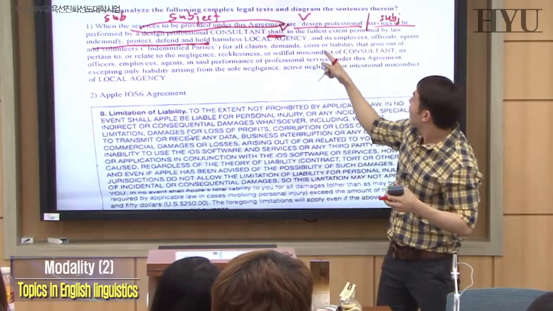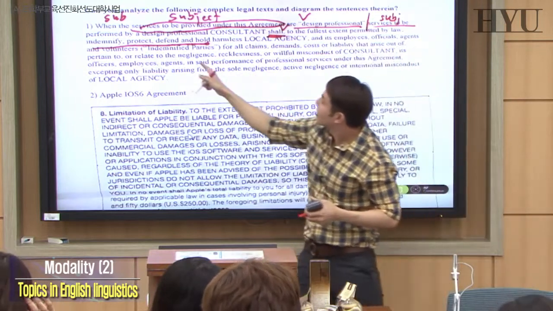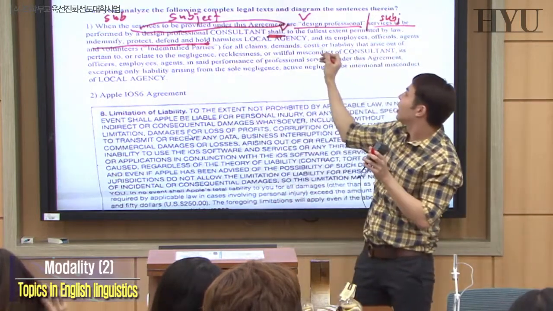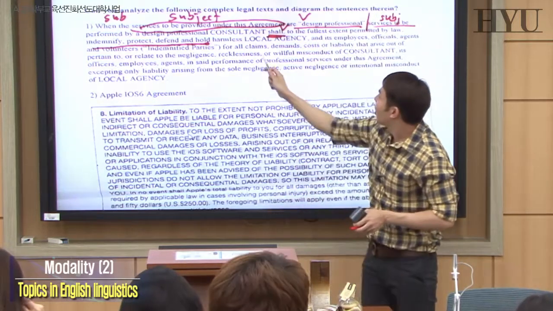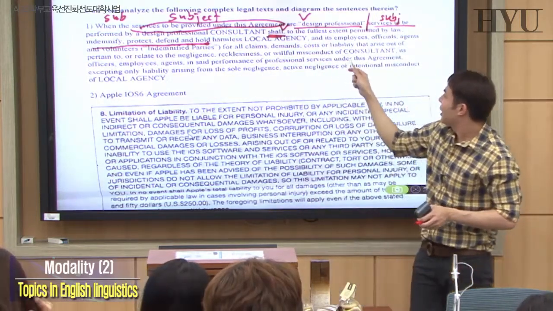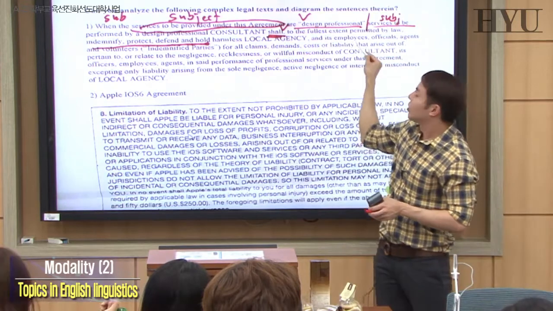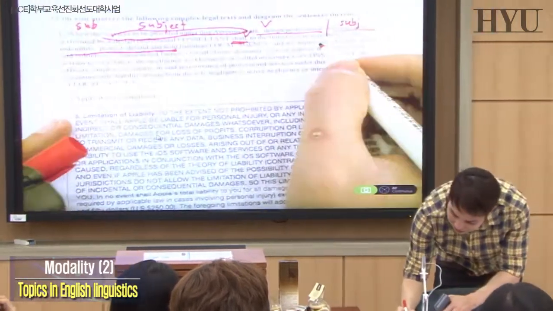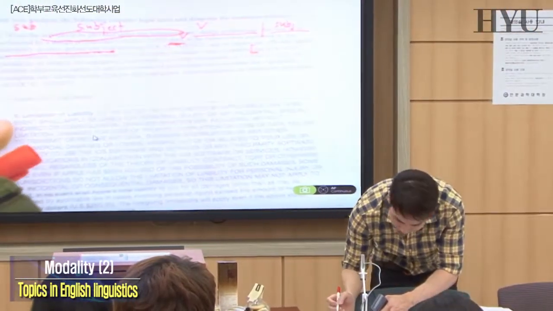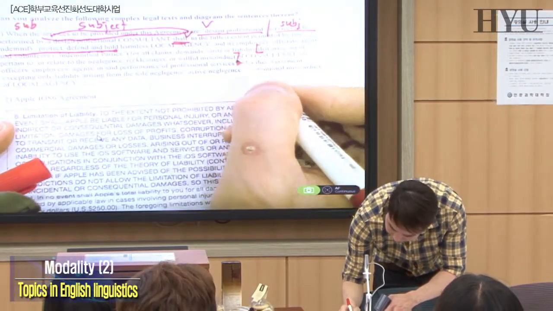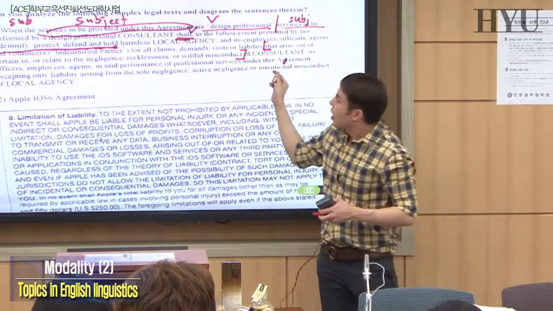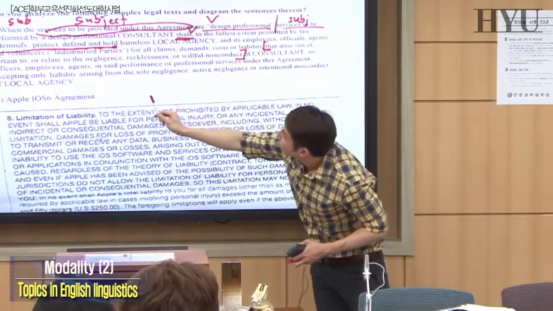Local agency and its employee, official, agent. So all these people are strung together with the word "and," you can see, right? For all claims, demands, costs, or liability that arise out of. So this is another subordinate clause. You see that, right? And until here, right? So that arises out of, where is that?